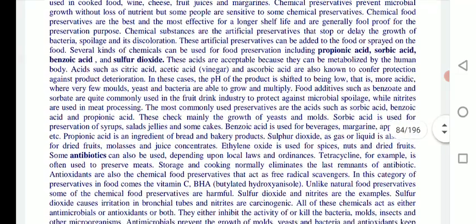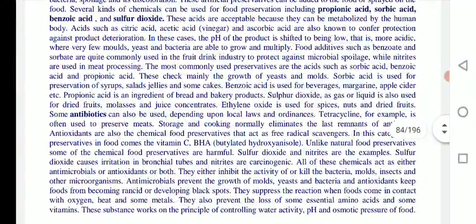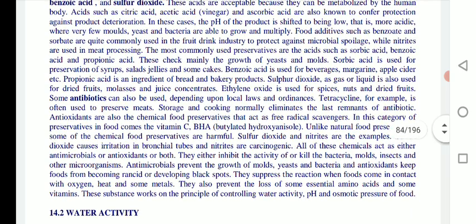Food additives such as benzoate and sorbate are quite commonly used in the fruit drink industry to protect against microbial spoilage, while nitrates are used in meat processing. The most commonly used preservatives are acids such as sorbic acid, benzoic acid, and propionic acid, and these check mainly the growth of yeast as well as mold.